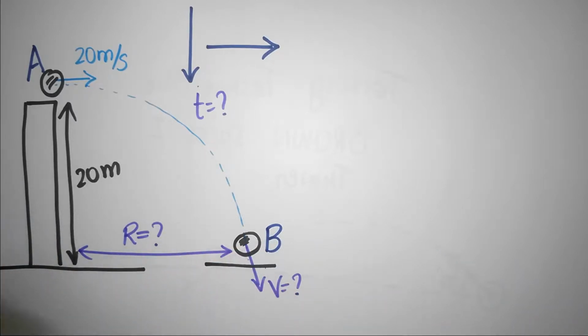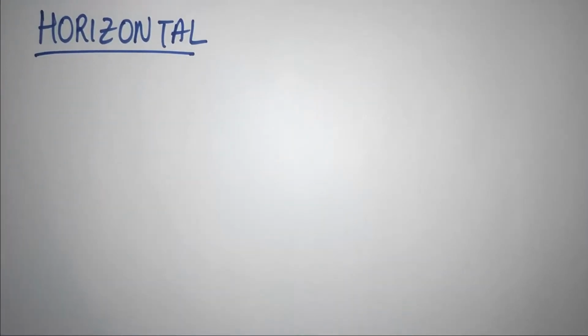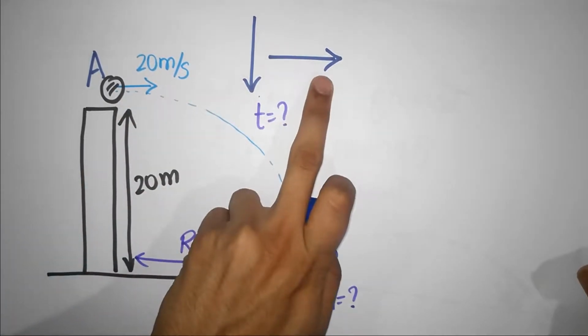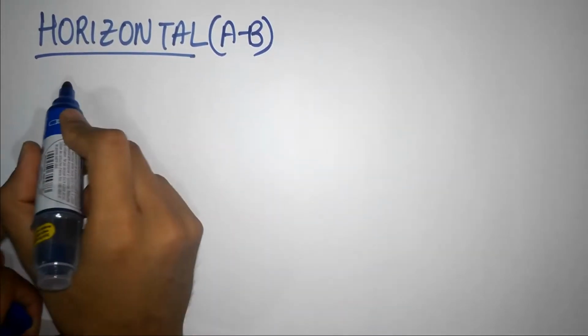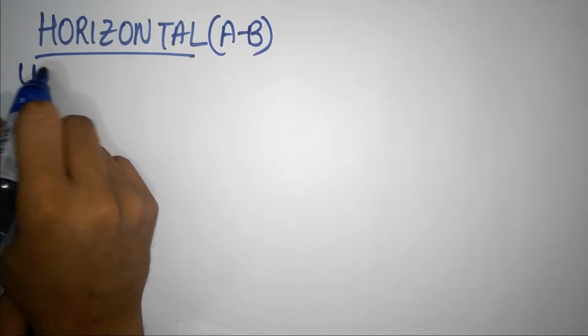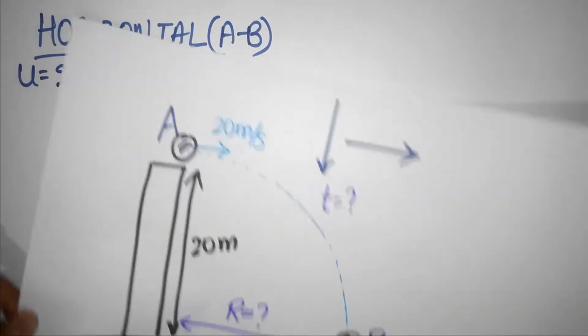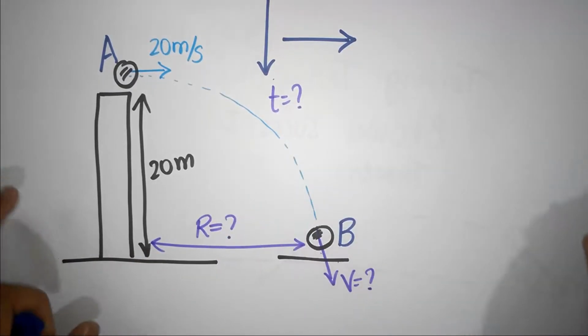Let's do that in a fresh paper. Alright, so along the horizontal, what do we have? Well, we have the initial velocity, which is 20 meters per second, and it's positive according to my direction. So we are doing the physics from A to B, and so initial velocity is the velocity at A, and that is 20 meters per second. What else do we know? Well, we don't know anything else. We know that the displacement is r. We know the time taken is t, but we don't know anything else.